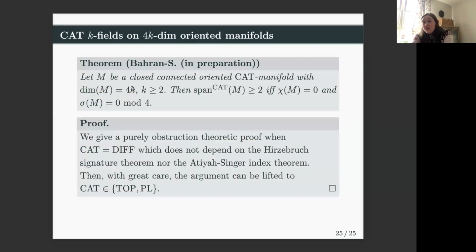This result was well known in the smooth case from long ago. But the problem is the proofs in the smooth case depend on the Hirzebruch signature theorem and also the Atiyah-Singer index theorem. These things do not work for topological and piecewise linear manifolds. So the proofs couldn't be generalized, but we've given a totally obstruction theoretic proof. And it's not easy, but you can circumvent the mystery of the cohomology of B cat and lift this argument to work in these other categories.